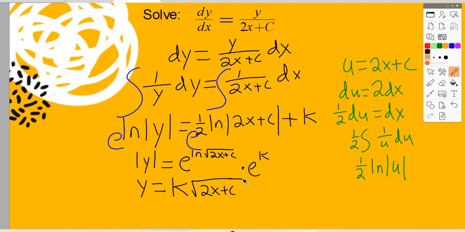Questions on that? What happened to the absolute value? Here, can the square root be negative? So it's redundant to write it. And then I drop my absolute value on my y because remember my k can be positive or negative, so it swoops that up. Other questions?